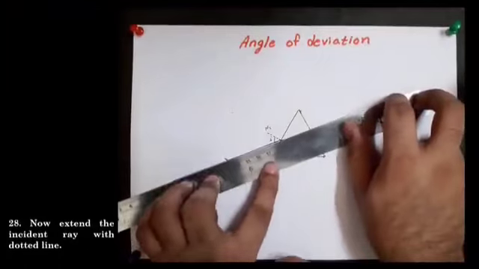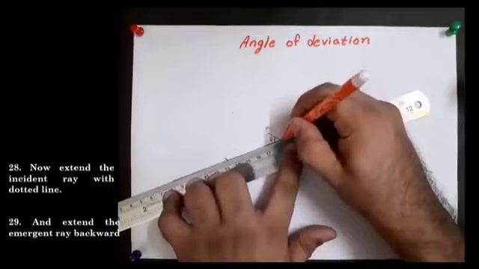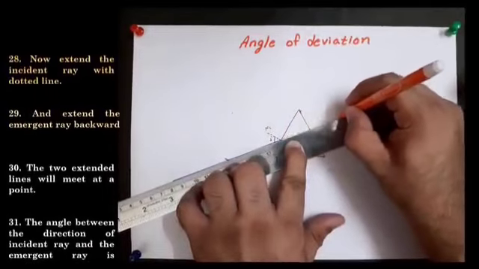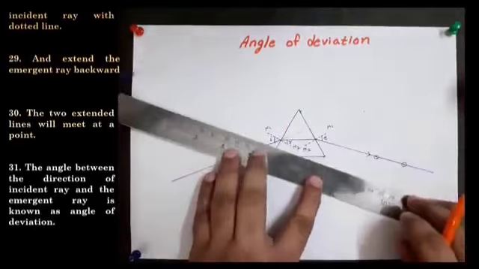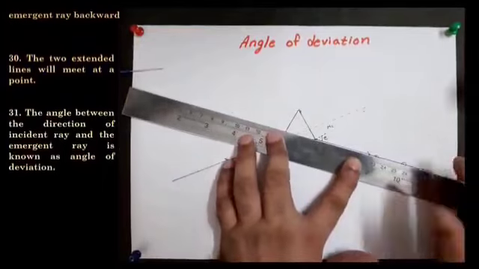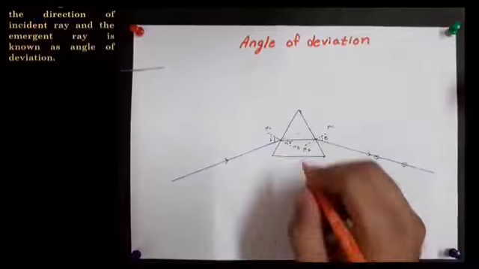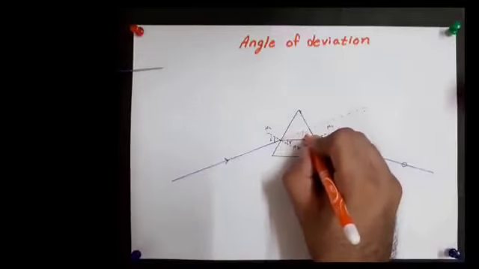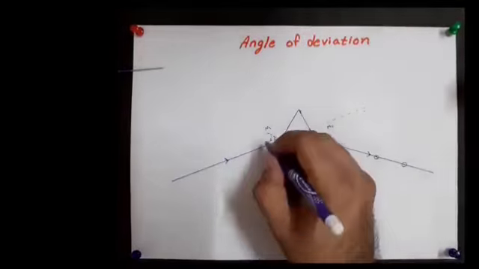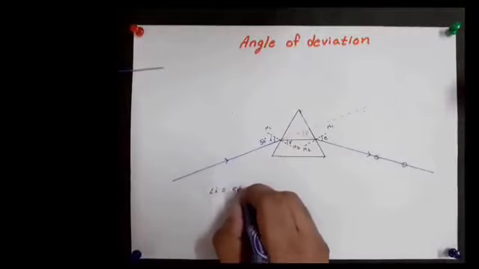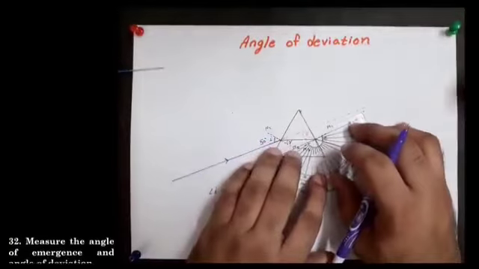Now extend the incident ray with dotted lines and also extend the emergent ray backward. These 2 extended rays will meet at a point. The angle between the direction of the incident ray and the emergent ray is known as the angle of deviation. Measure the angle of emergence and the angle of deviation.